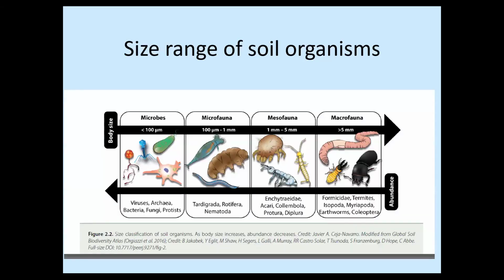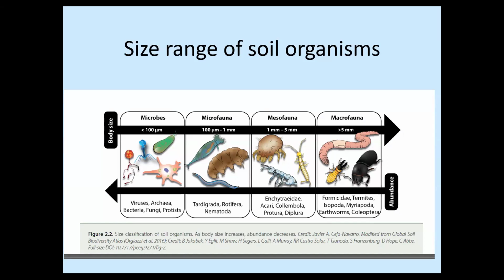So when we talk about soil critters, there is a huge range of body sizes. The microbes on the left here are under 100 micrometers. That's a tenth of a millimeter. So they're very, very tiny. These include things like viruses, bacteria, fungi, and protists.